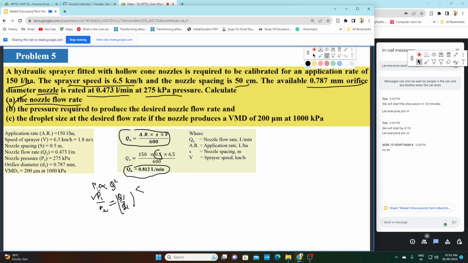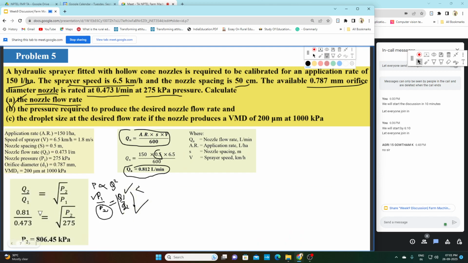P1 we know, Q1 we also know. P2 we don't know, P2 we have to find out, but we know Q2. Q2 is 0.812. So P1 we know, Q1 we know, Q2 we know, so we can find out the P2.